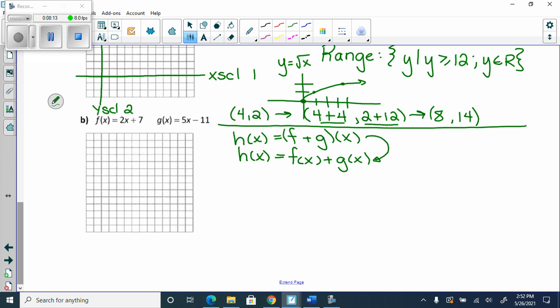So h of x is going to equal f of x, which is 2x plus 7, plus g of x, which is 5x minus 11. The last one I couldn't do anything because there were no like terms, but what can I do to this one? Combine like terms.